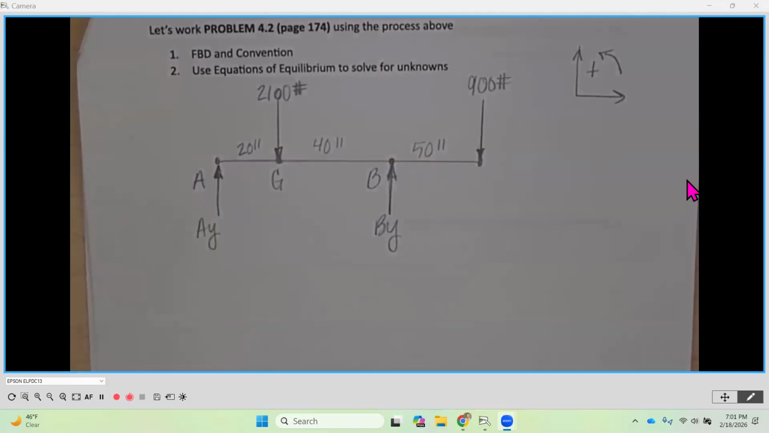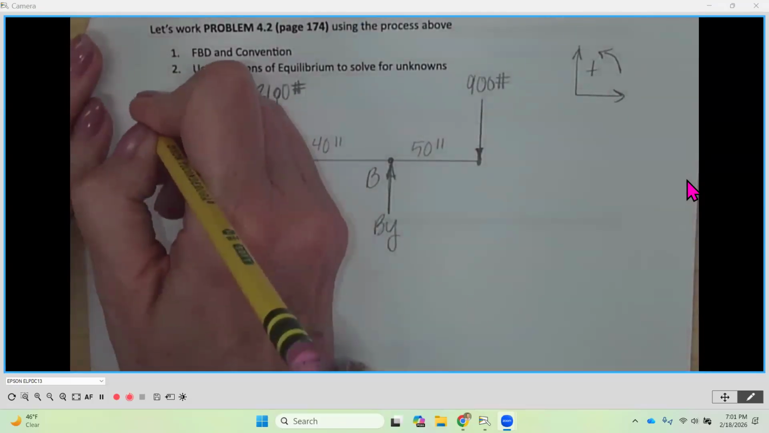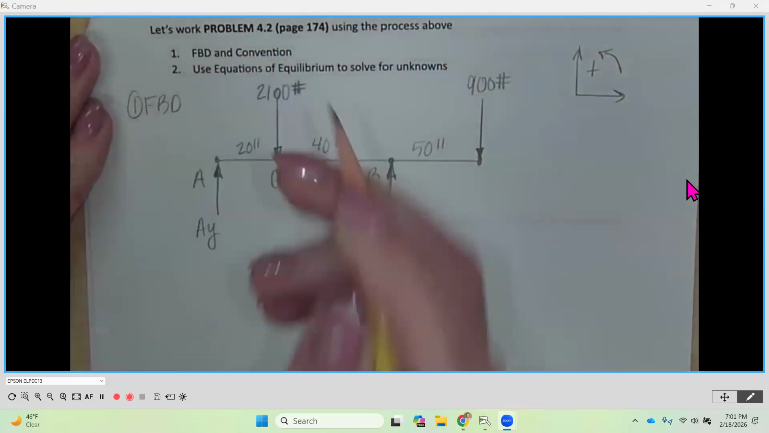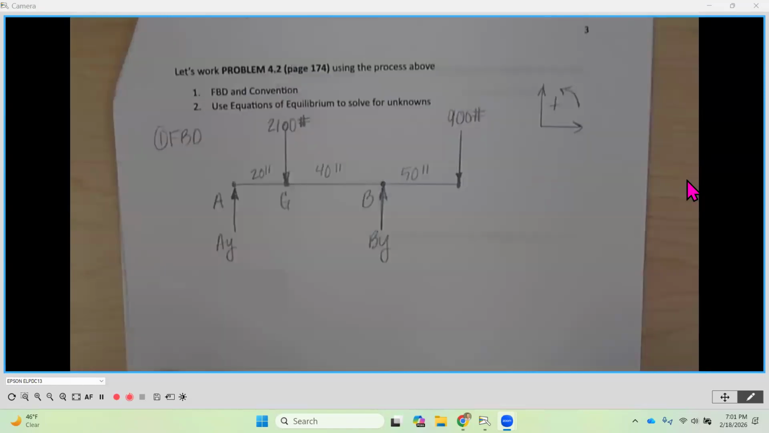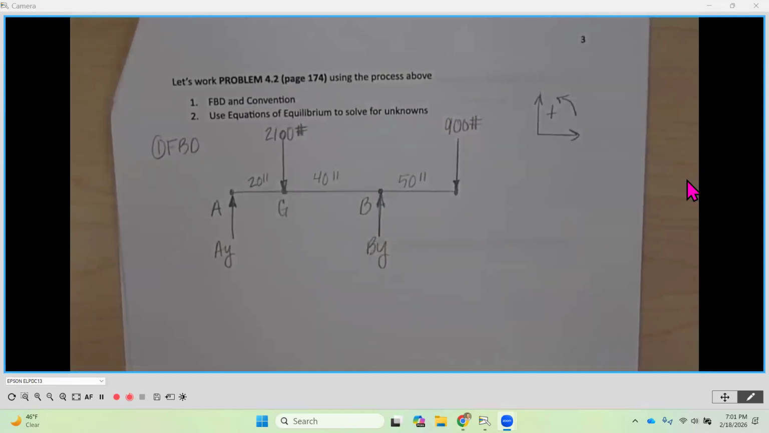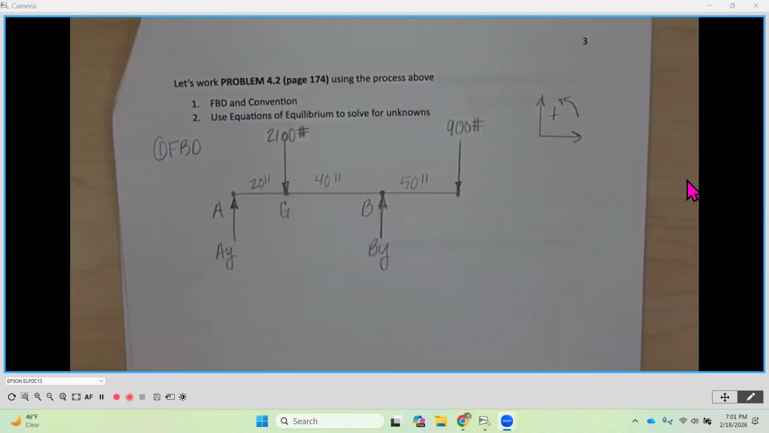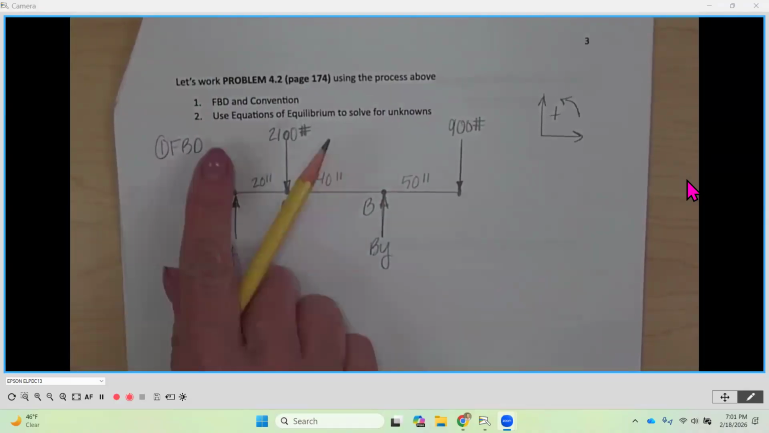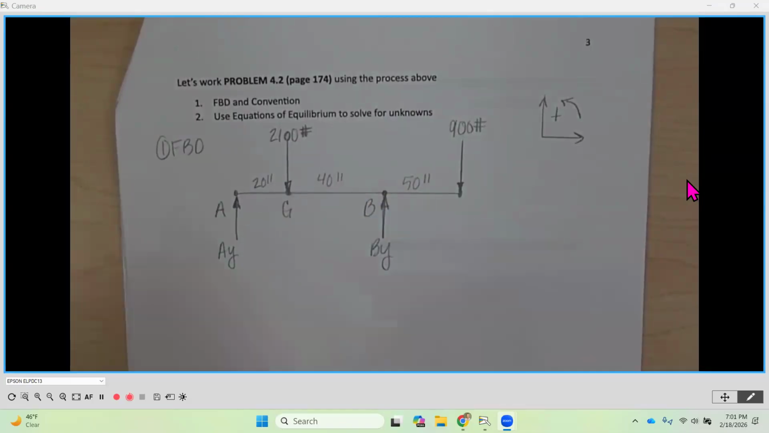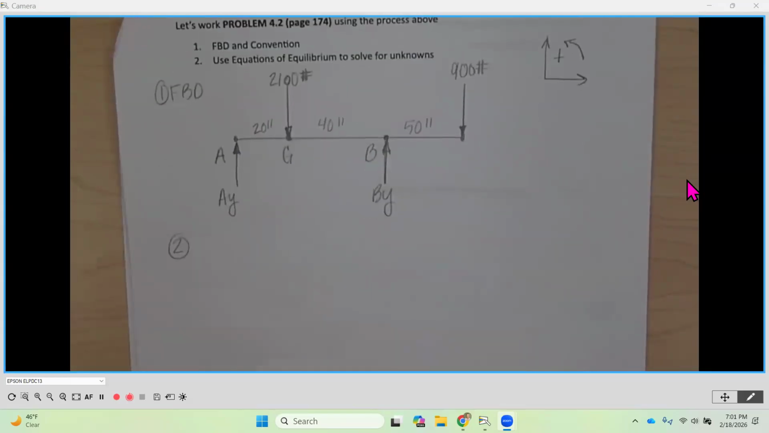All right. So our free body diagram, and our convention, does it look like it's complete? I think so, right? We've got our reactions identified, one perpendicular to the surfaces. We've got dimensions, we've got labels, we've got units. All right, so I think we're ready to go to step number 2. Use the equations of equilibrium to solve for the unknowns. We have 2 unknowns here. So I'm just going to start at the top.